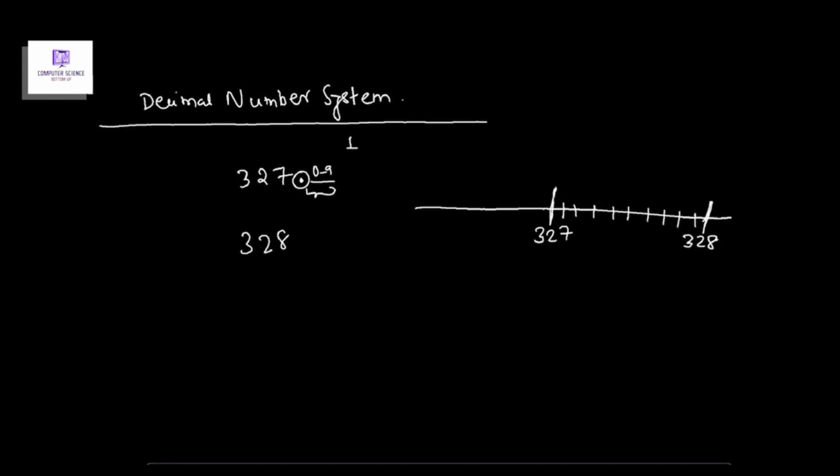So this part is 327.0, this part is 327.1, and this part is 327.9, and this is 328.